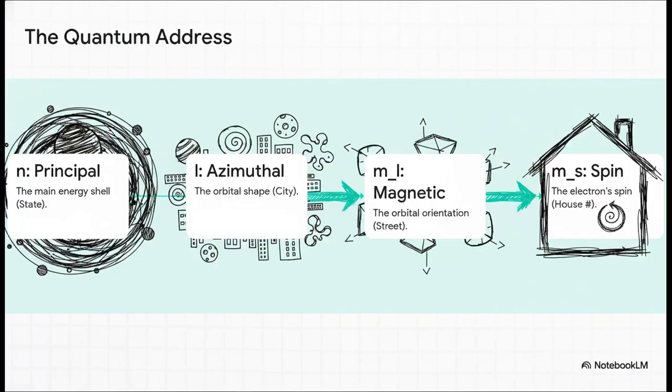Let's build this address right now. First up, you've got the principal number, n. Think of this as the state. It gives you the general energy region, the big picture. Then we get more specific with the azimuthal number, L, which is kind of like the city. It defines the shape of the electron's neighborhood. Next, we find the magnetic number, m sub L, which is the specific street, how that neighborhood is oriented in space. And finally, the spin number, m sub S, is the house number, which makes sure we can tell it apart from its next-door neighbor.